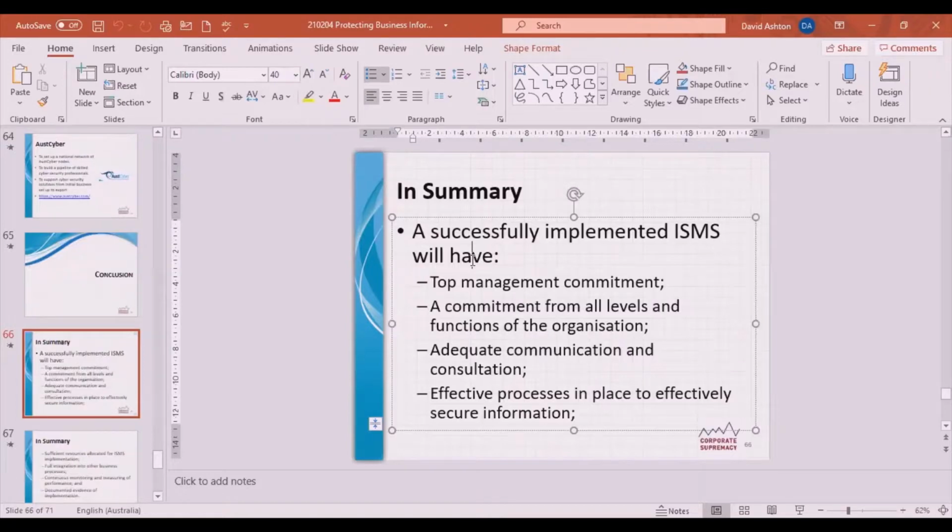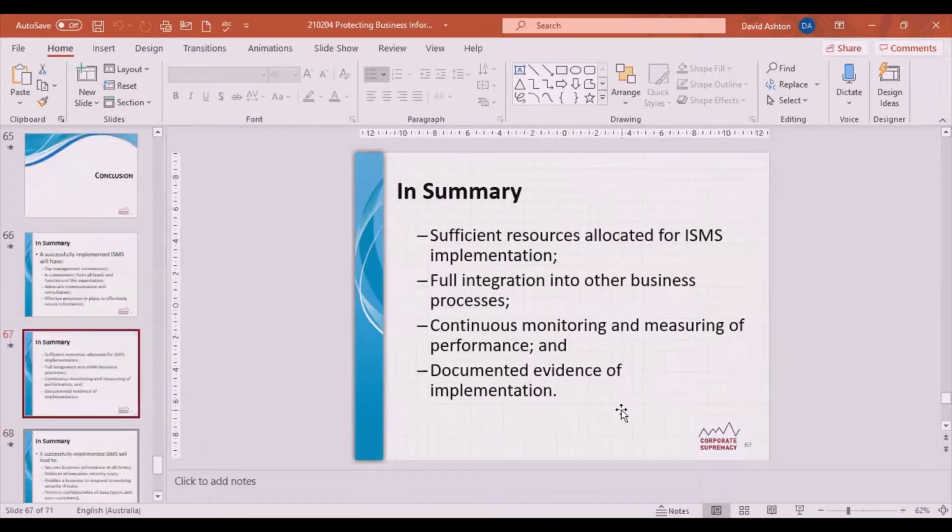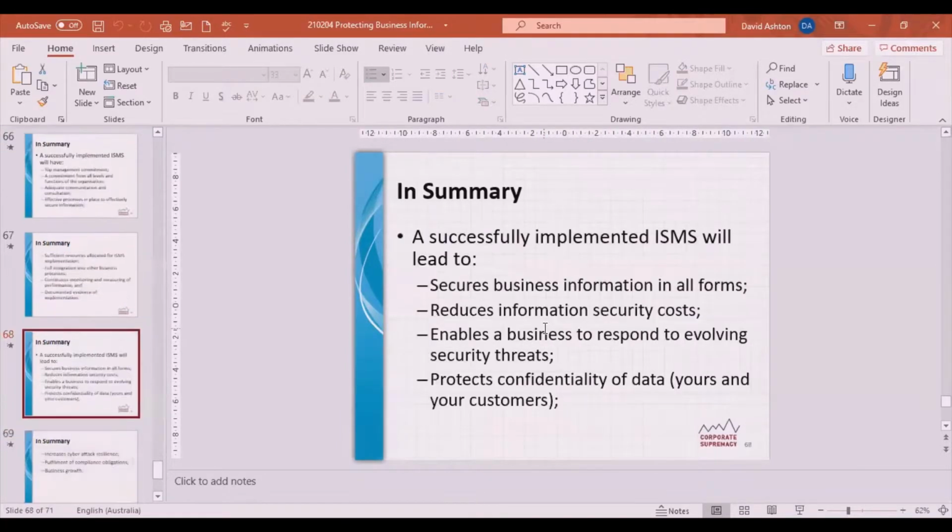But really, when you think about it, a successful information security management procedure needs to be supported by you as the business owner. It needs to have commitment from all employees. You need to communicate it and consult people in the development of it, and effective processes need to be in place to secure corporate information. You allocate resources to managing it and make sure these things actually happen. It's integrated into other businesses. You continuously monitor and measure the performance of it, and you document evidence of implementation. And I believe if you do those things, you'll have secure business information.